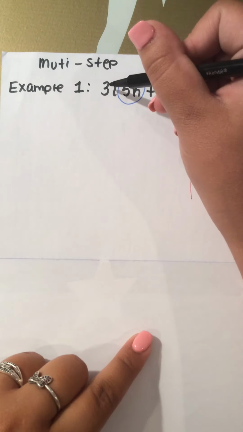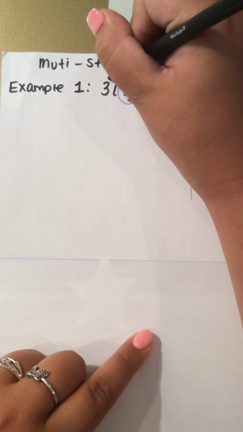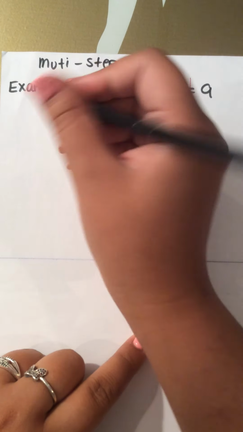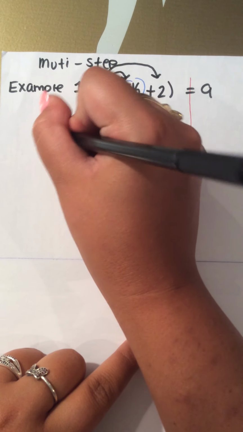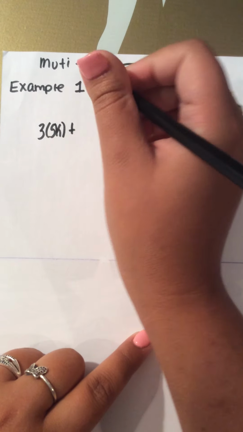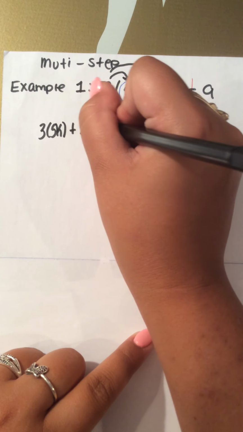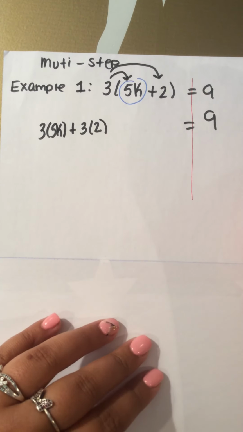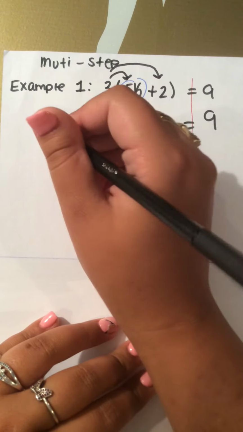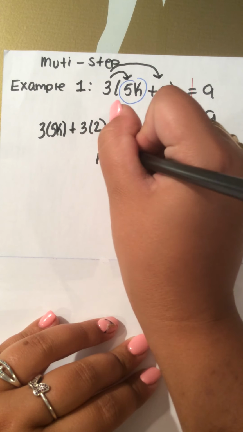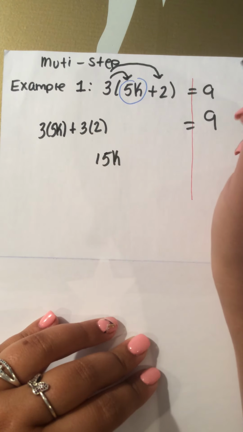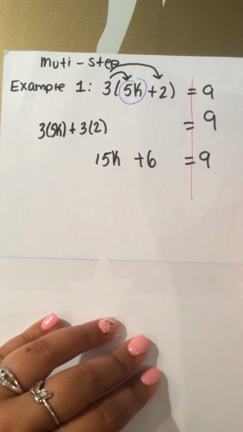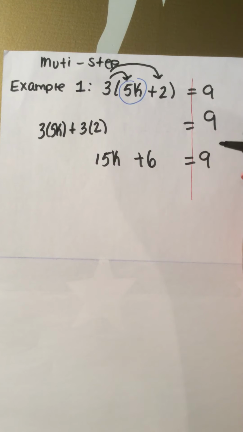Now this 3 in front of the parentheses means you're going to distribute, which is just a fancy way of saying you're going to multiply it to each term. So I'm going to have 3 times 5k plus 3 times 2, equals 9. And now I'm just going to multiply this out. So 3 times 5 is 15, you tack on that k. 3 times 2 is 6, and this does indeed equal 9, because I'm just bringing this down.